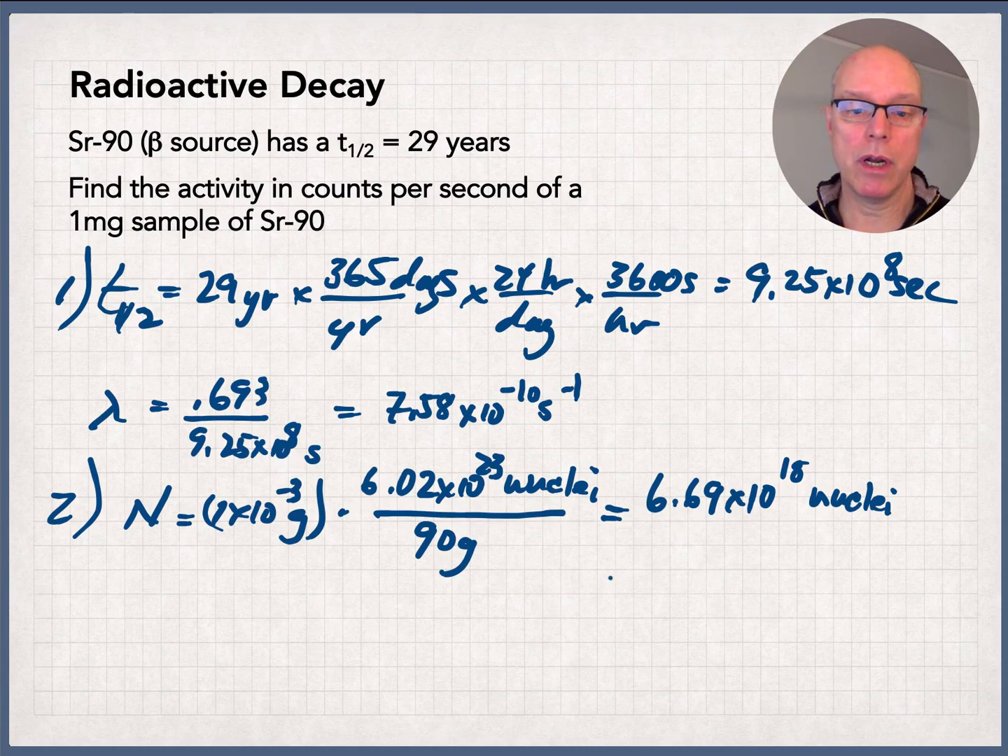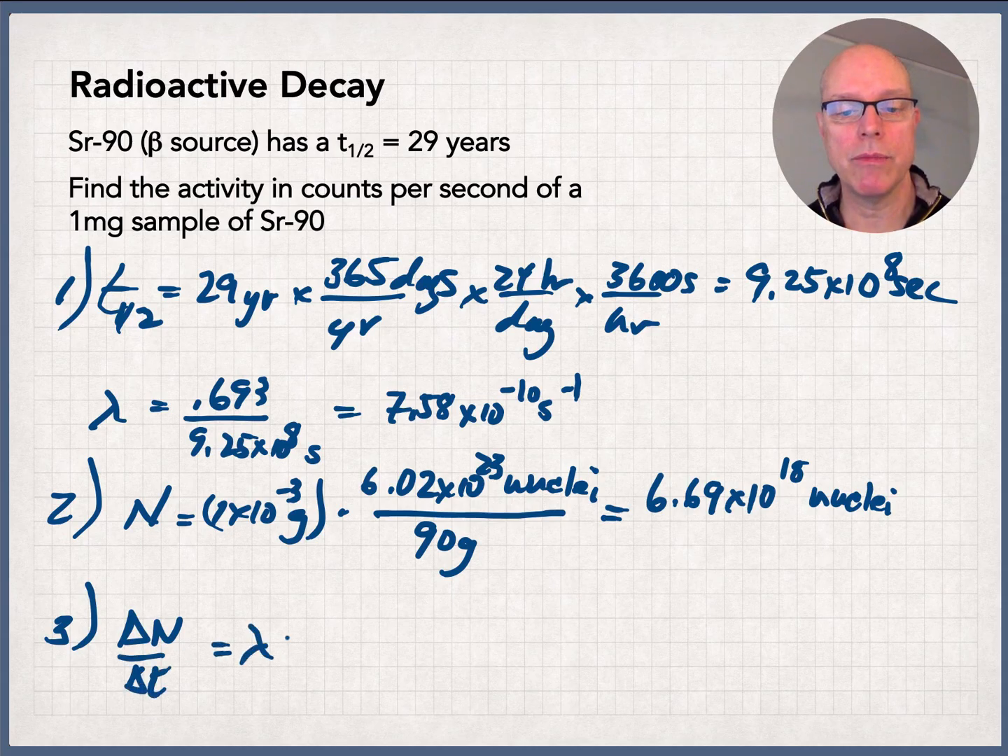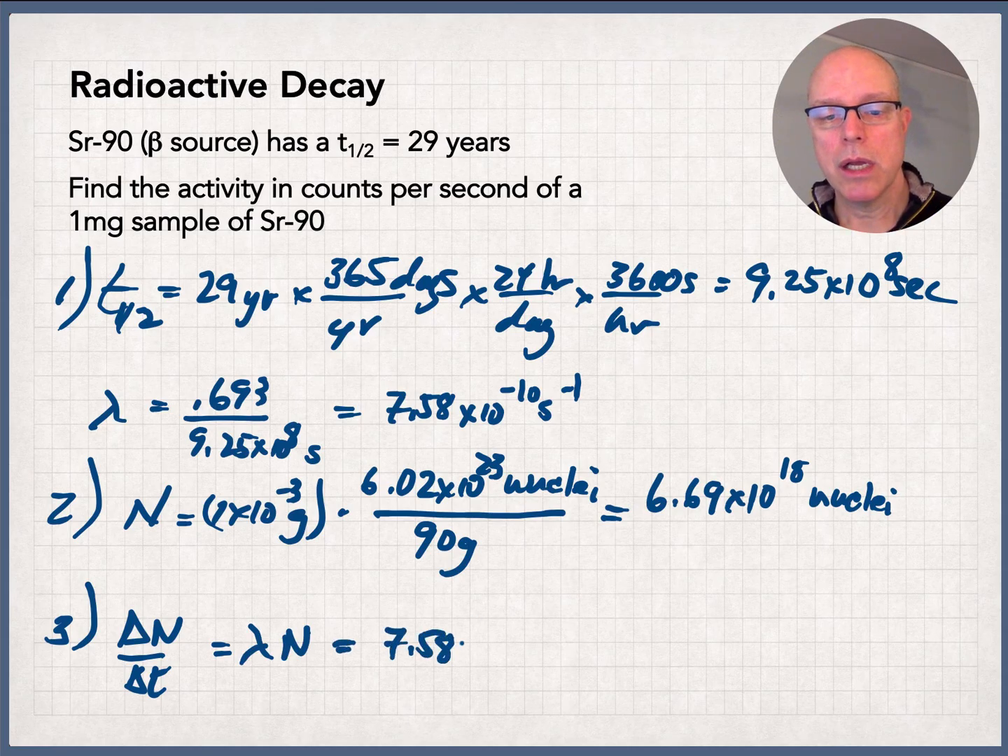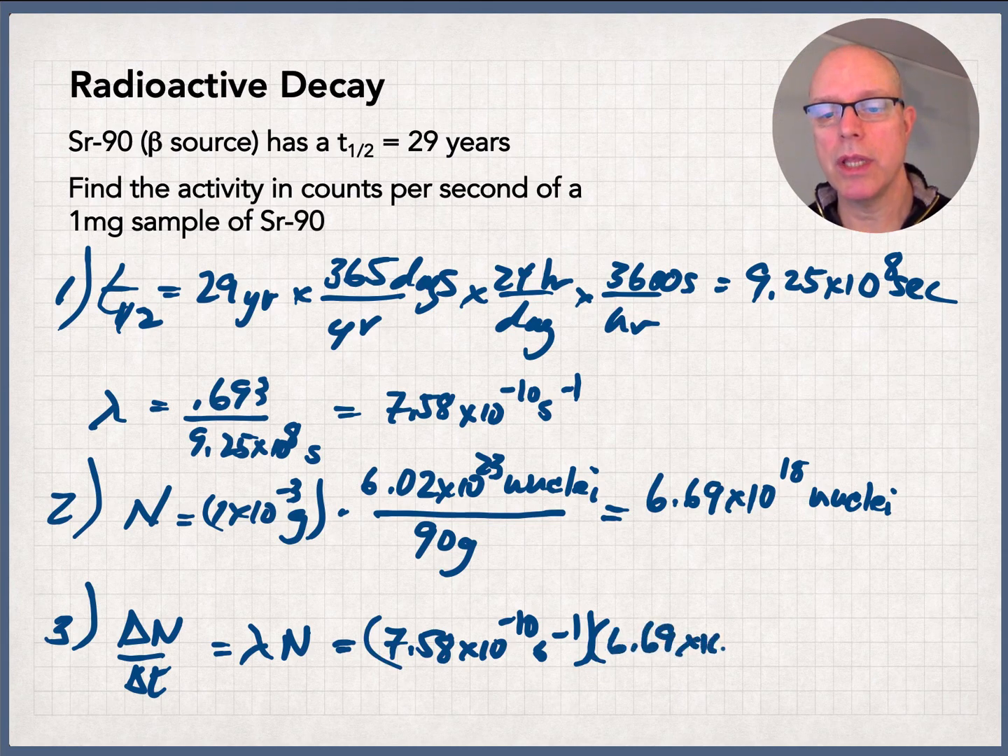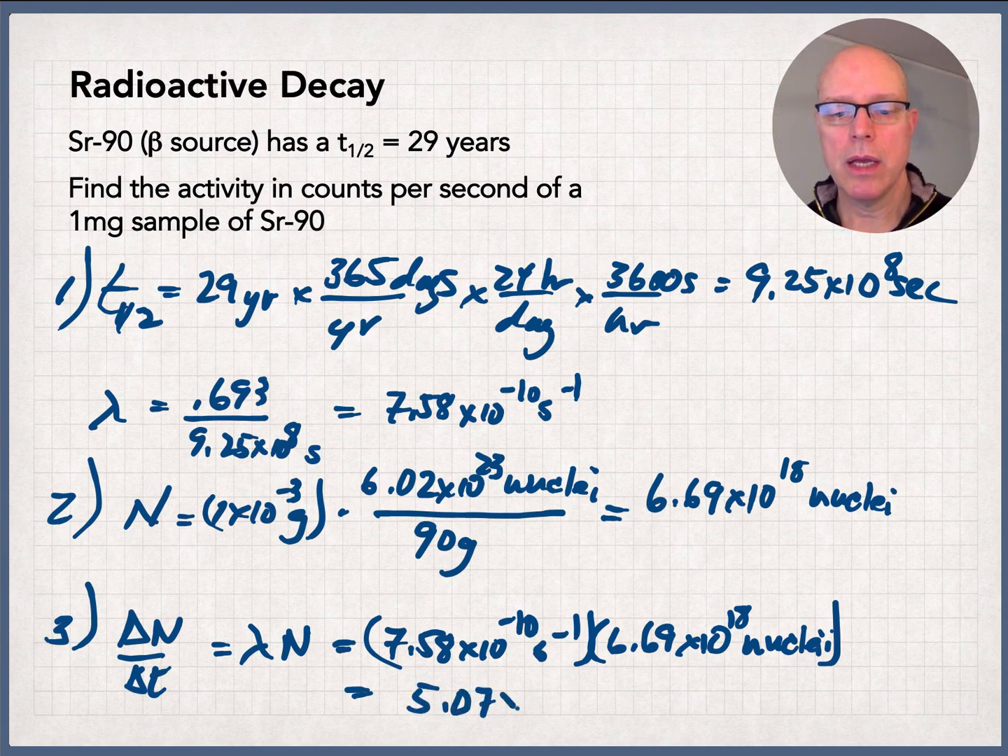Okay, fair enough. Now step 3, this is the easy part. The activity of the sample is the number that go pop per unit time, and that's just going to be equal to lambda times N. So I put step 1 and step 2 together. Pretty easy: 7.58 times 10 to the negative 10 seconds to the minus 1, times 6.69 times 10 to the 18 nuclei in my sample. And that all works out to 5.07 times 10 to the 9 counts per second, or nuclei per second, that we're going to see decaying.